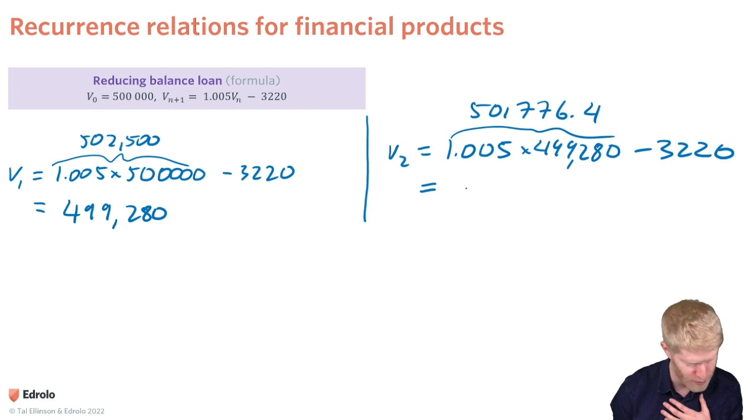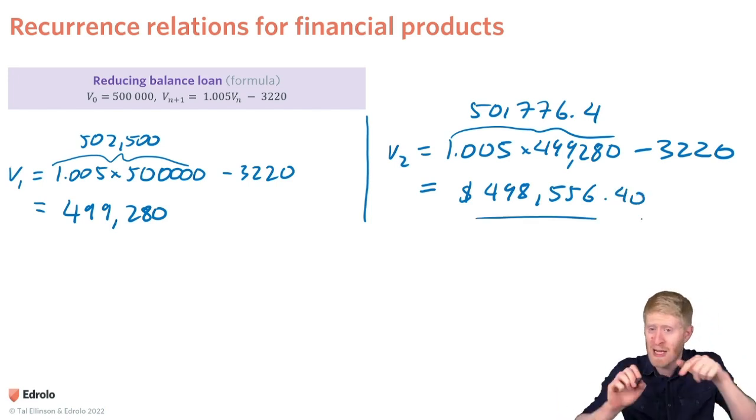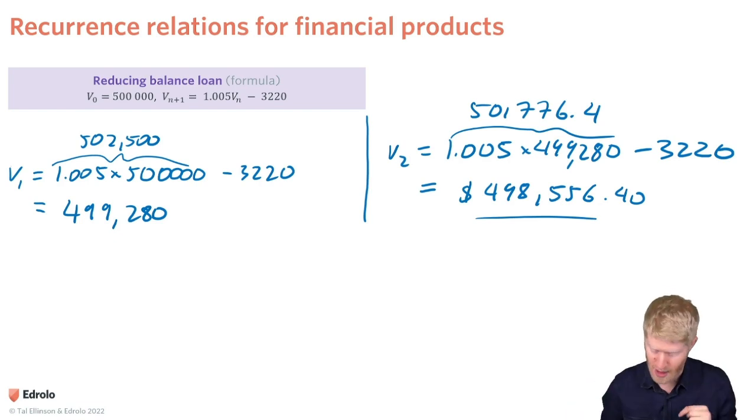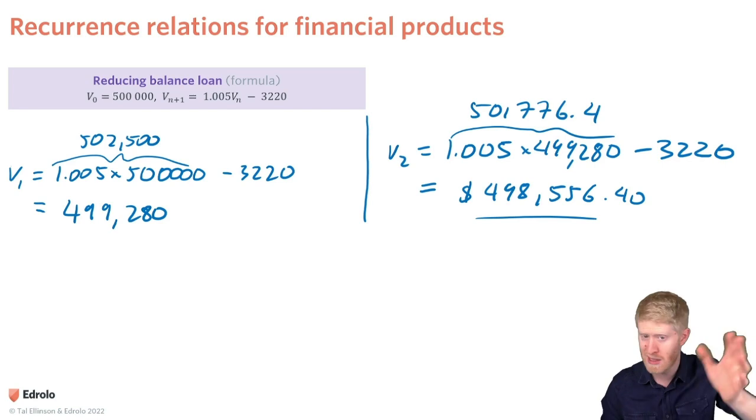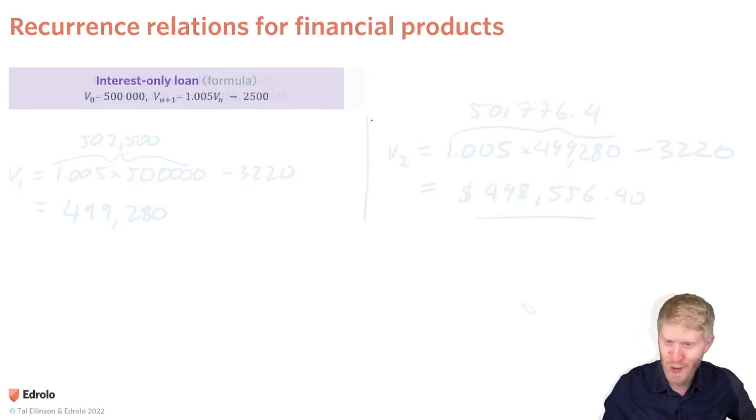I'm going to make that payment, and I'm going to drop my balance again, $498,556.40. So after 2 months, I've made 2 payments, and even though there's been interest added, I've been able to drop it down lower. And if I can do that for the rest of the term of the loan, usually let's say 30 years, eventually I'm going to get it down to a nice big fat 0. Cool. Is this making sense?